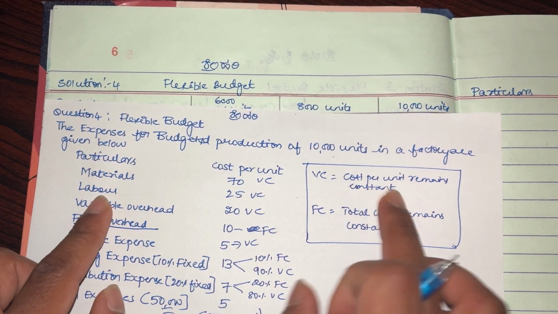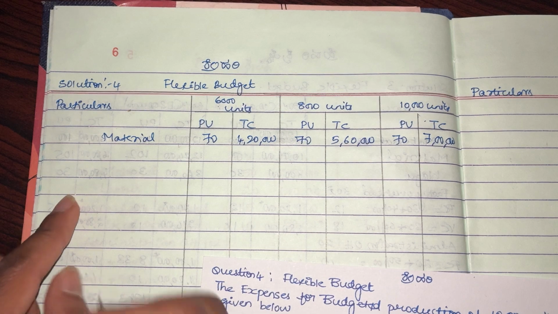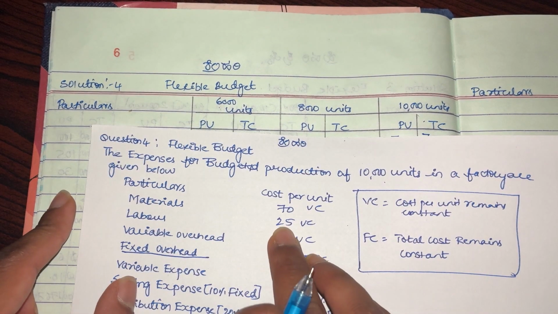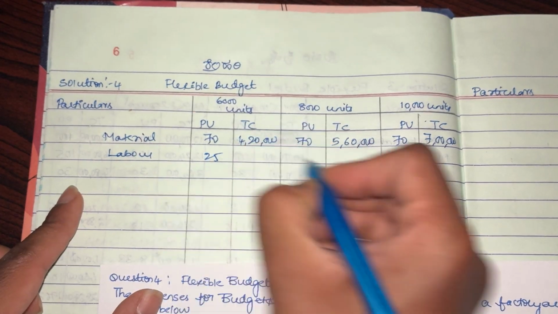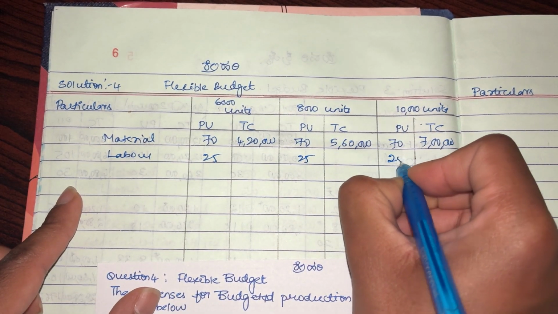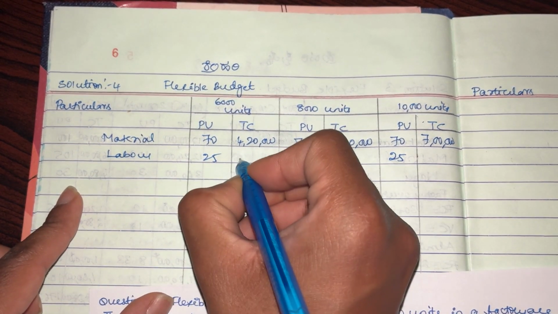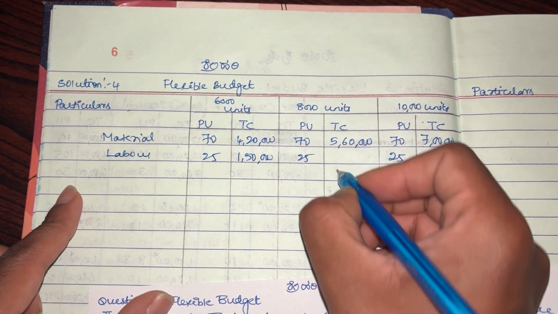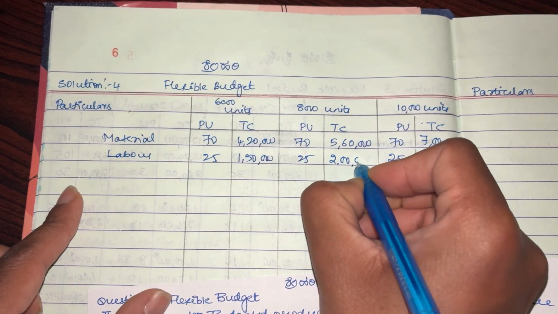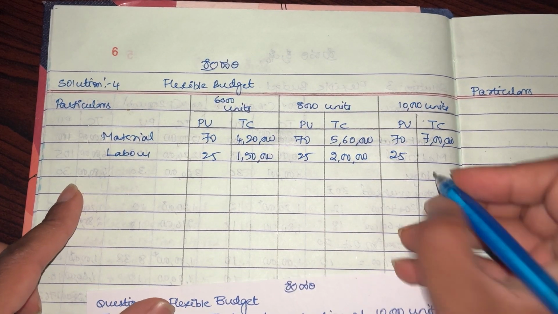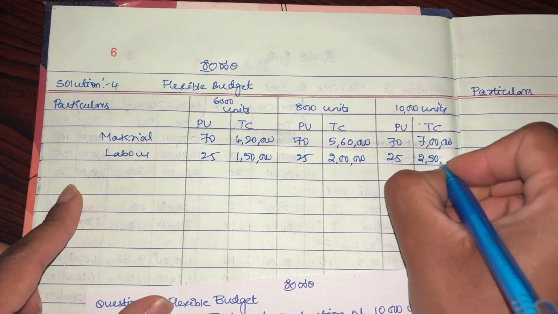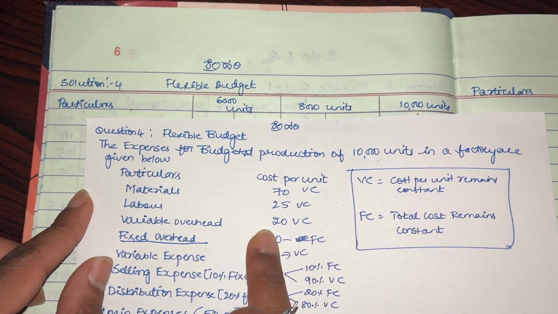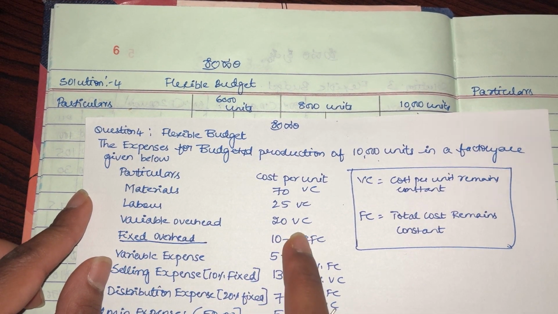Now we will go to the next one, labor 25 rupees. Variable cost per unit remains constant, 25 rupees. Per unit cost remains constant because it is a variable cost. So 25 into 6,000 units will be 1,50,000. Then 2 lakh. Then 2,50,000.